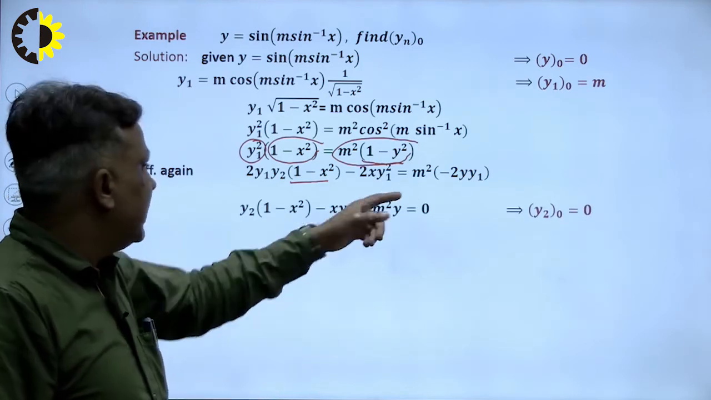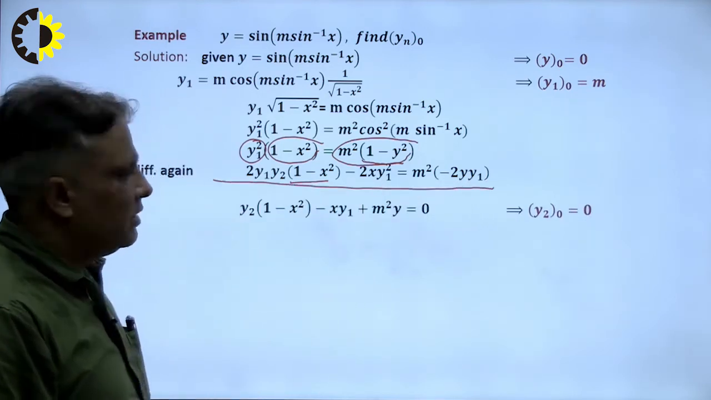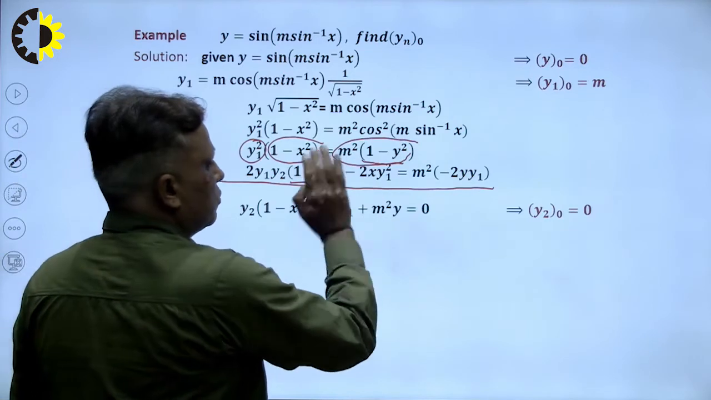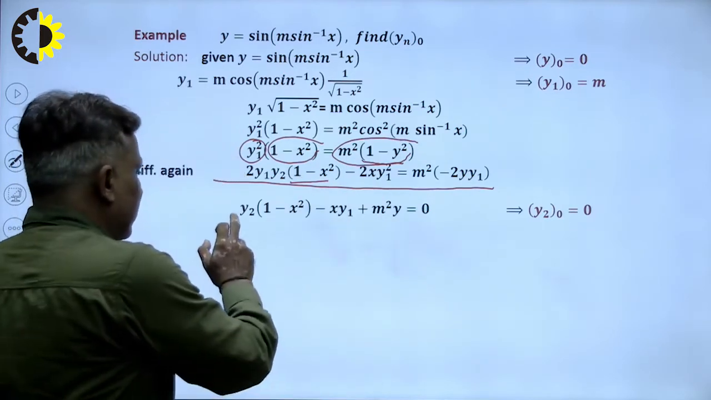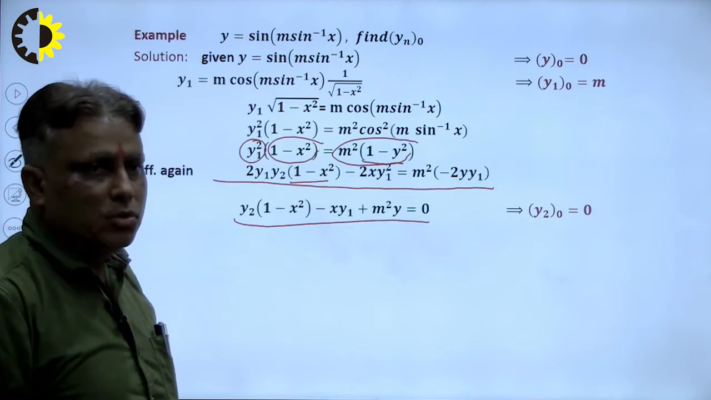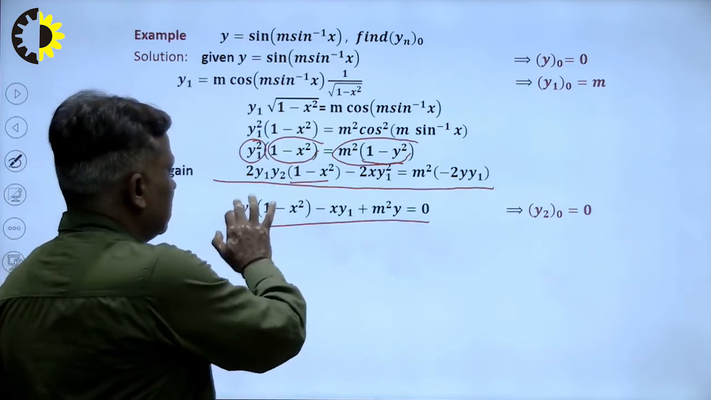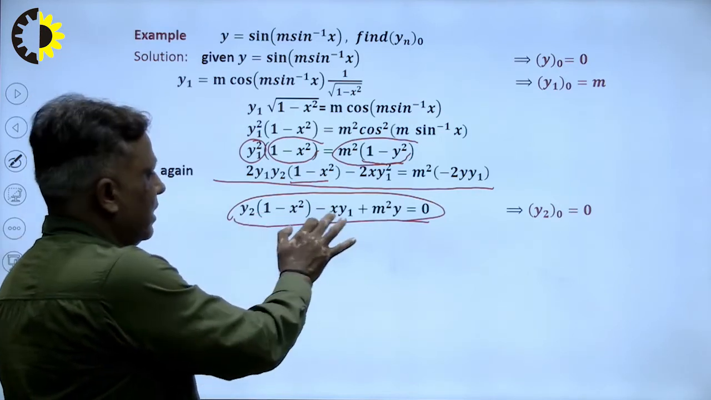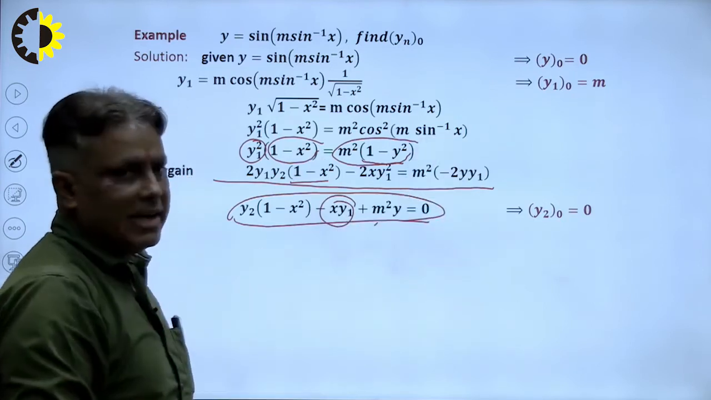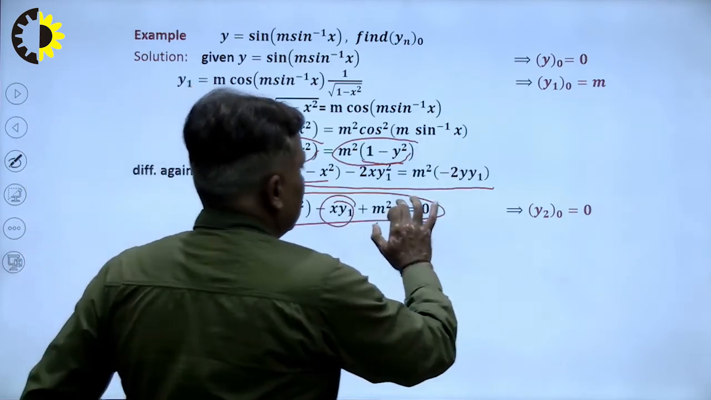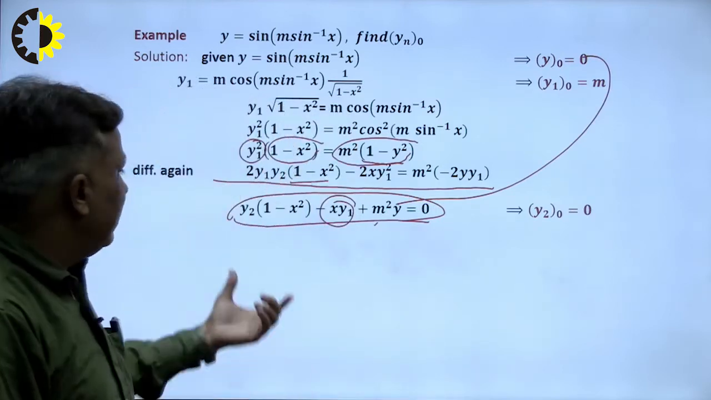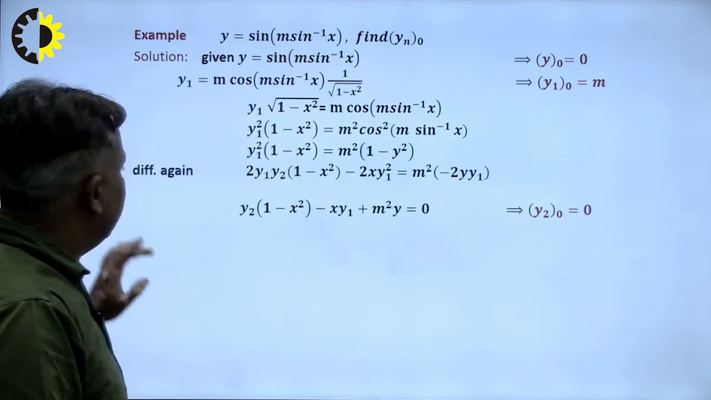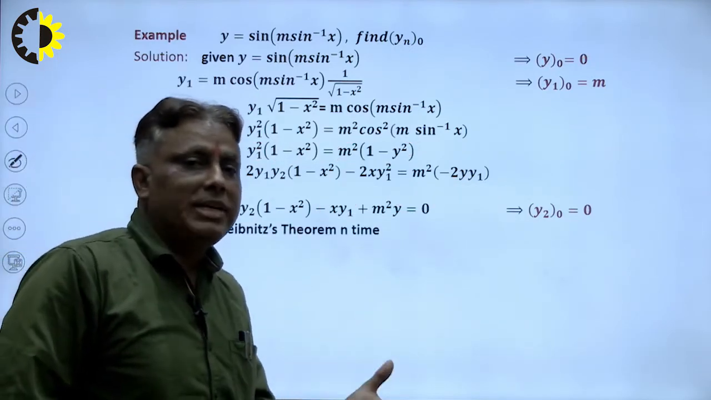Hand to hand, taking common, 2y1 is common in the whole part, right? So what will be the remaining terms? The remaining terms will be y2(1 minus x square) minus xy1, and this goes to this side, equal to m square y. Now with the help of these terms I want to calculate y2(0), that means putting x equal to 0 in the whole expression. So what will be the result here? The result will be y2(0) times 1, minus x times y1 which is 0, and m square y goes to this side, and y(0) is 0 here, right? So that means y2(0) will be 0. In this way we calculate each and every derivative at the particular point x equal to 0.